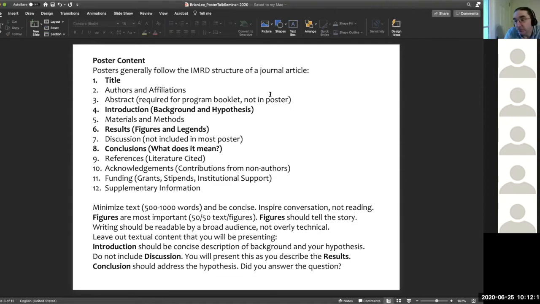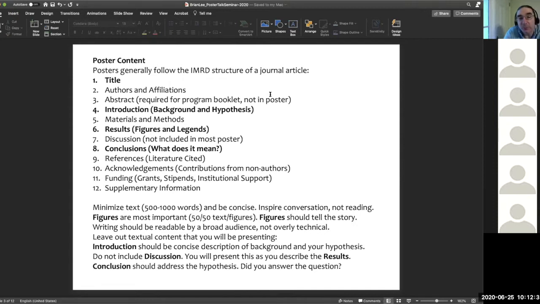The title, of course, is very important. The title is what's going to attract attention to your poster. People are going to look at the title first and decide, am I interested in looking at this poster or not, based on the title for the most part. Authors and affiliations, of course, you have to have that.